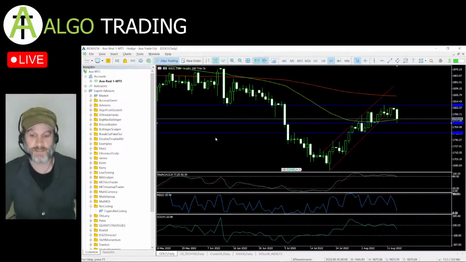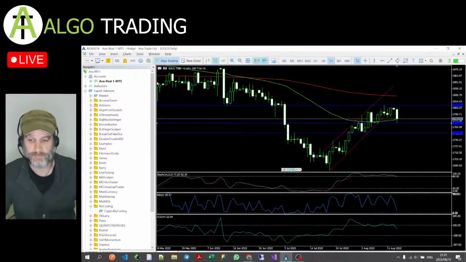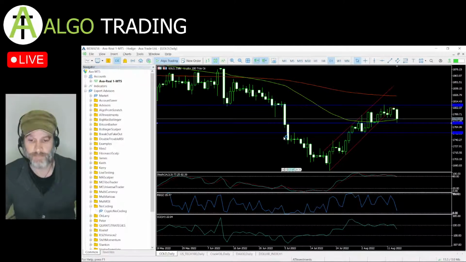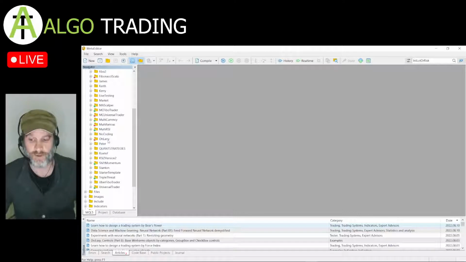All right. So the first thing you do, you open up your Metatrader 5 terminal. Then you get this little thing at the top that says IDE. You click IDE, and it'll open up your code editor, your MQL5 code editor. Now, I've already got a no coding folder, but you can either create a folder called no coding or whatever name you want to give it, and I'm going to put all my no coding video examples into this folder.